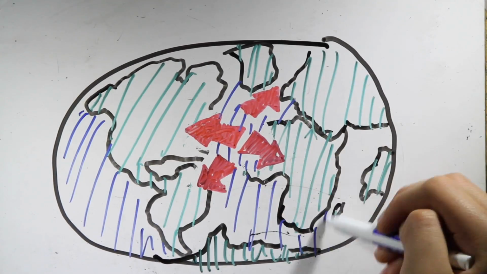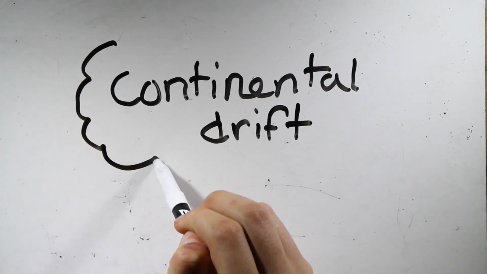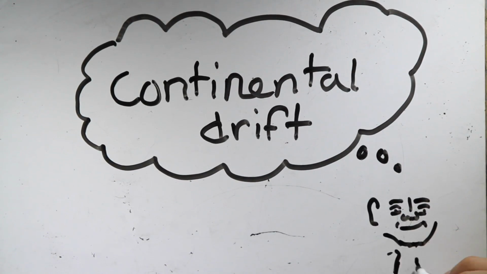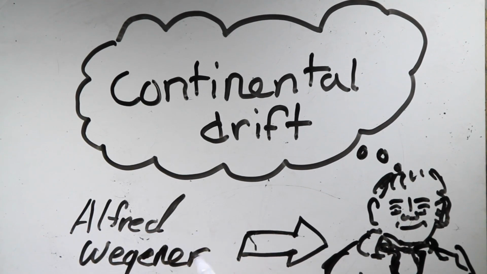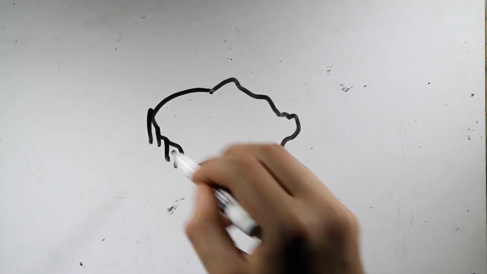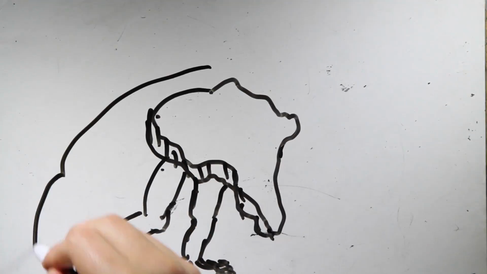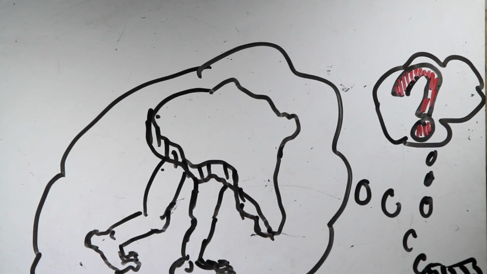Pangea split into the continents we have today. This is the theory of continental drift. It was thought up by Alfred Wegener. He had the right ideas and the evidence to his theory, but he could not prove how the continents moved.